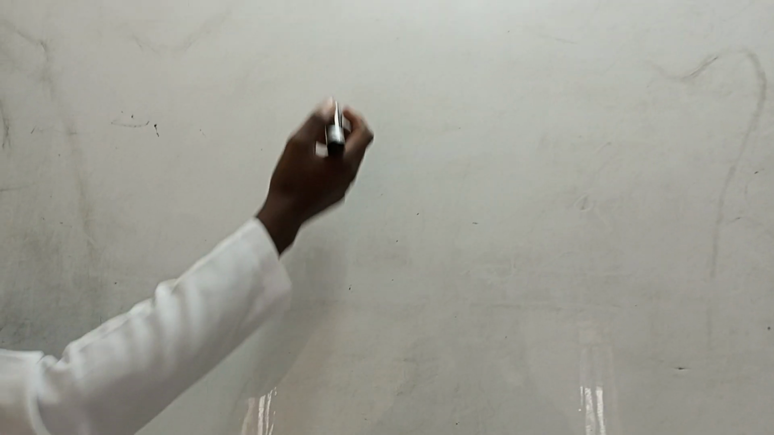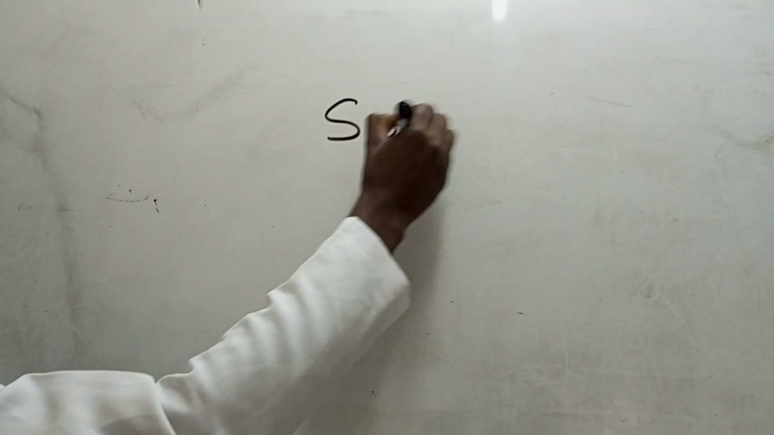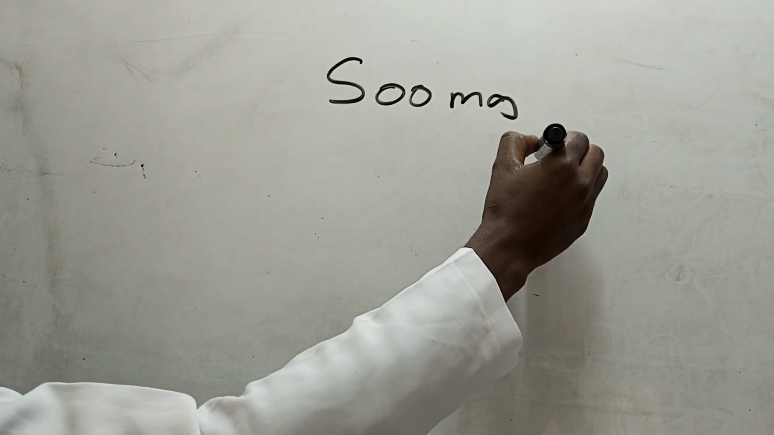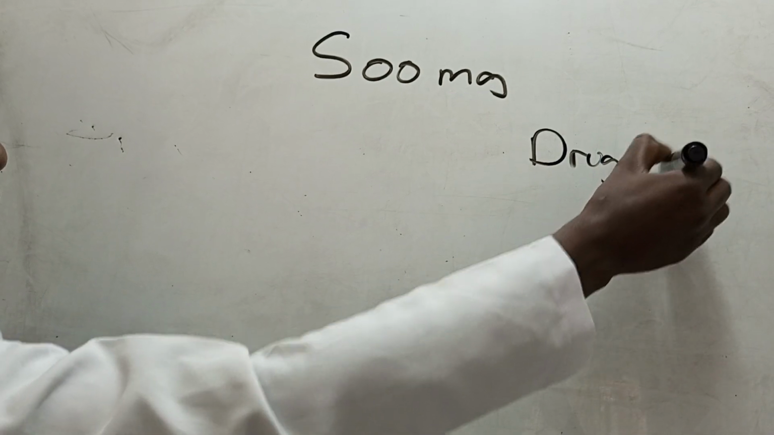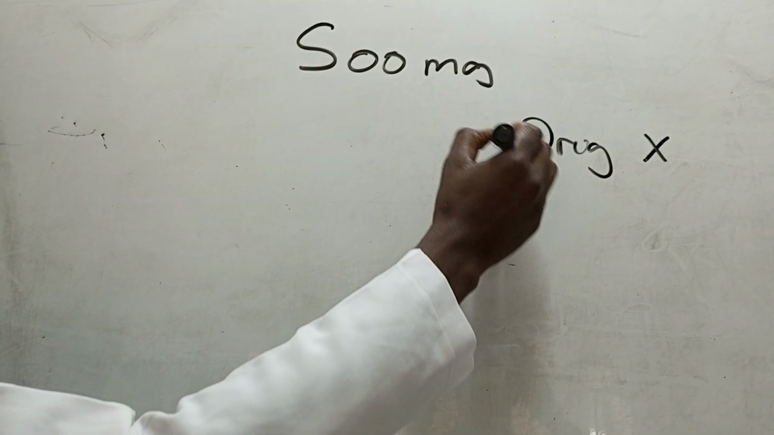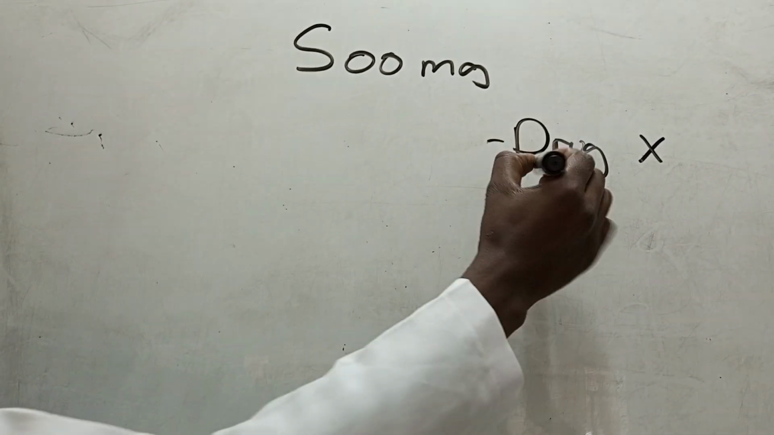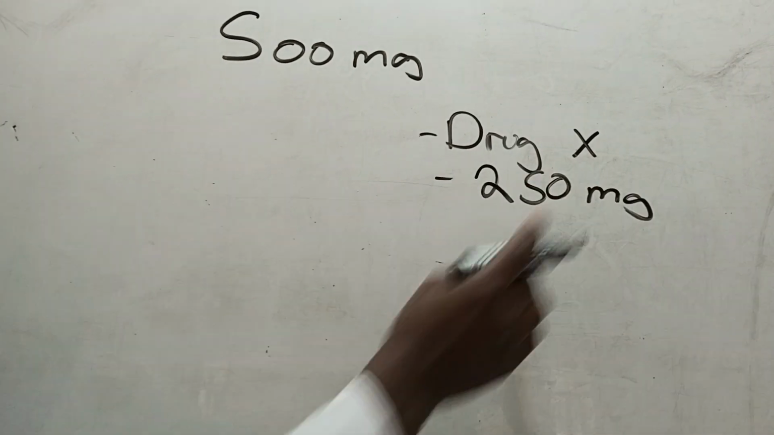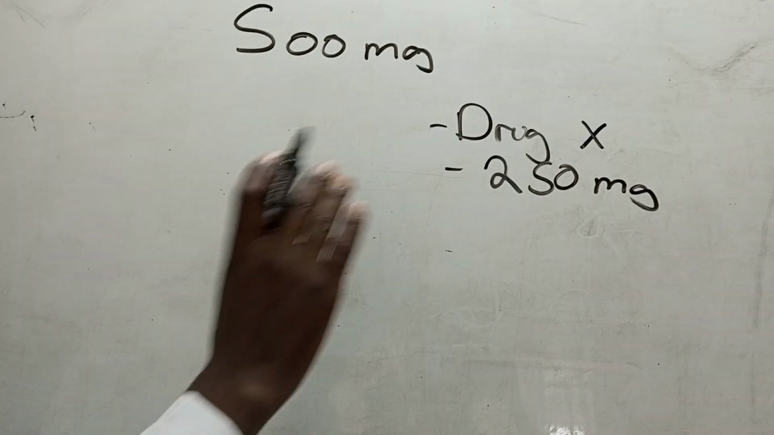Let's get started. If the doctor orders you to give 500 milligrams of drug, let's say drug X, and the available stock you have in the ward is, for example, 250 milligrams. Now the question can be, how many tablets are you going to administer of drug X?